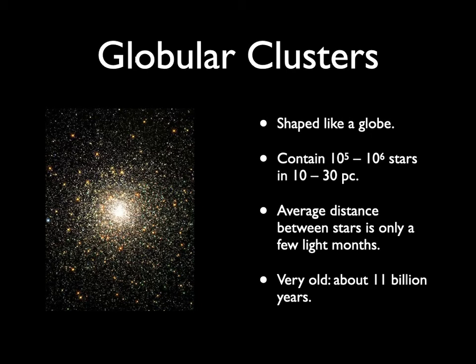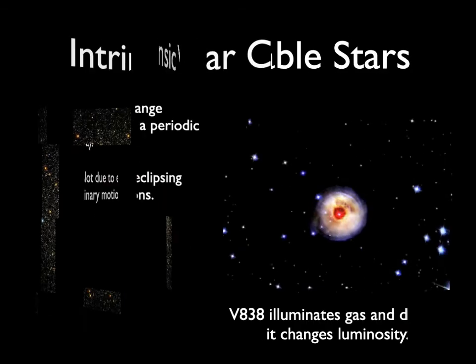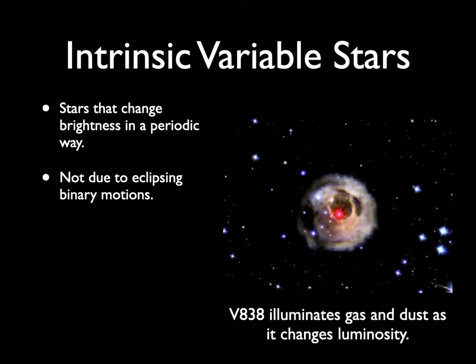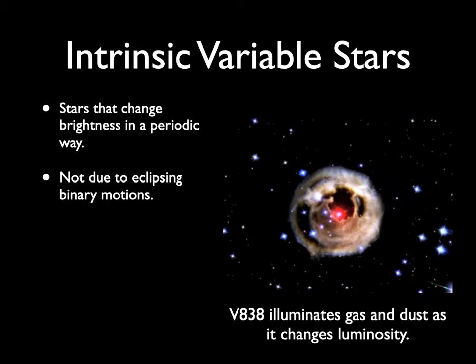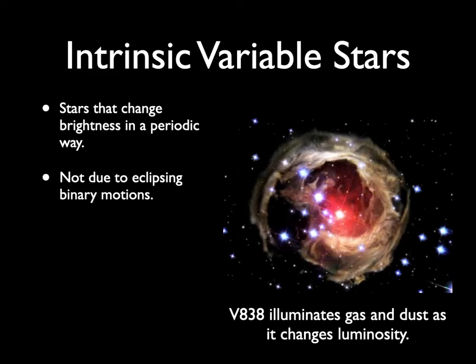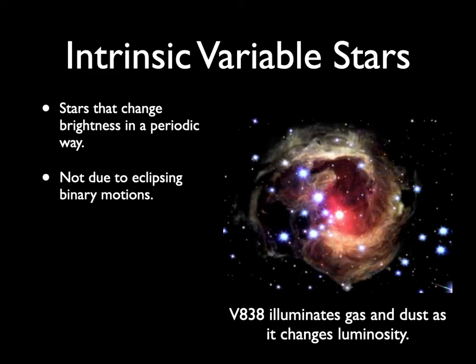All right, let's move on now to some pulsating stars. Not all stars are stable. Some of them vary in brightness, and it's not due to something moving in front of the star, in other words, what we would call an eclipsing binary. Those things do exist, but I'm talking about stars that pulse, that vary in brightness not because something passed in front of them.